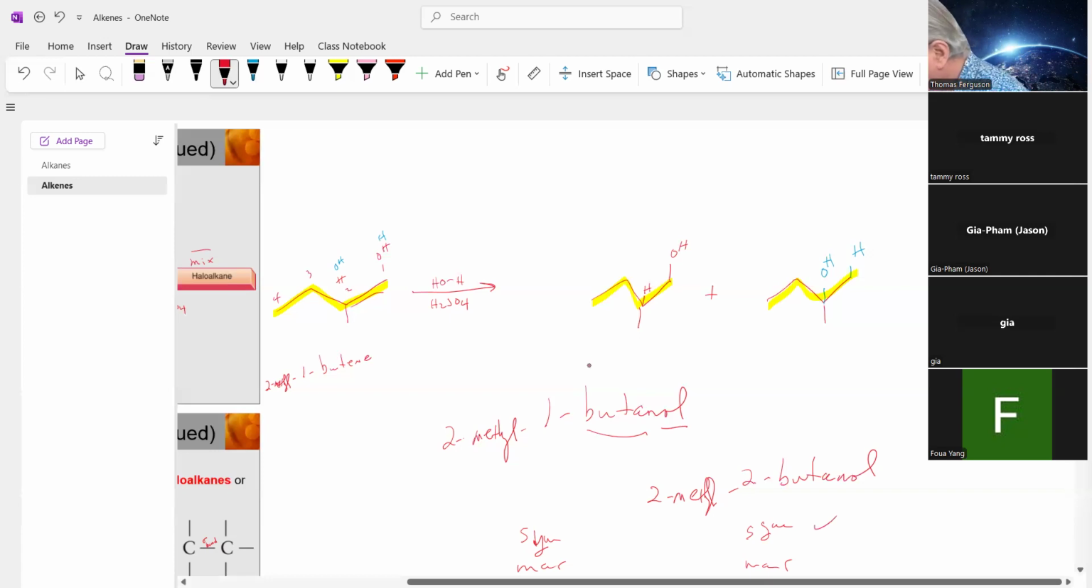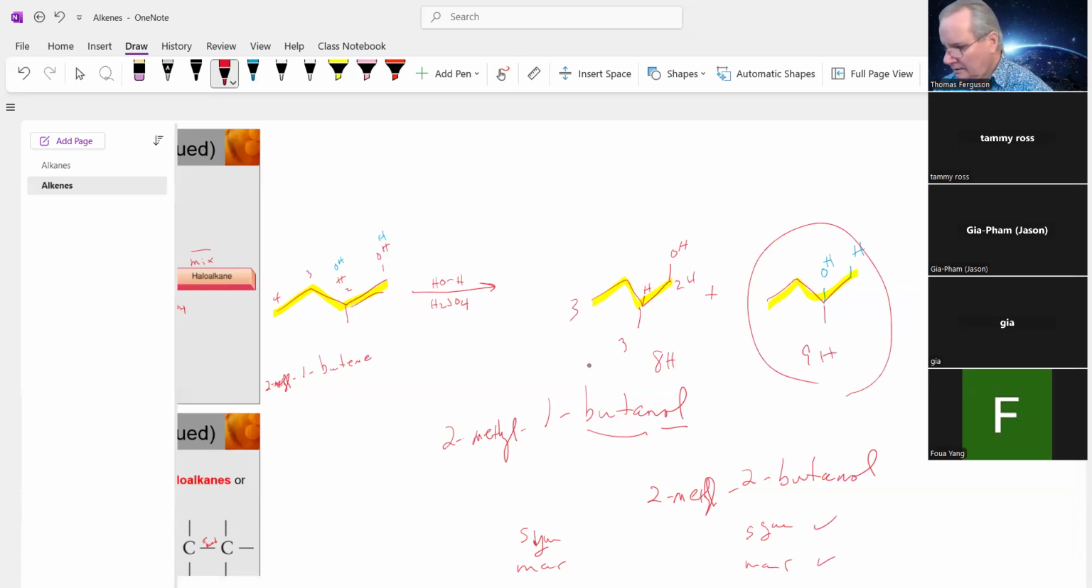Markovnikov, we've got 3 hydrogens, 3 hydrogens, 2 hydrogens. It looks like it's 8 hydrogens. Here we've got 3, 3, 3, so that's 9 hydrogens. So Markovnikov is also favored. Okay, so that's a complete reaction.